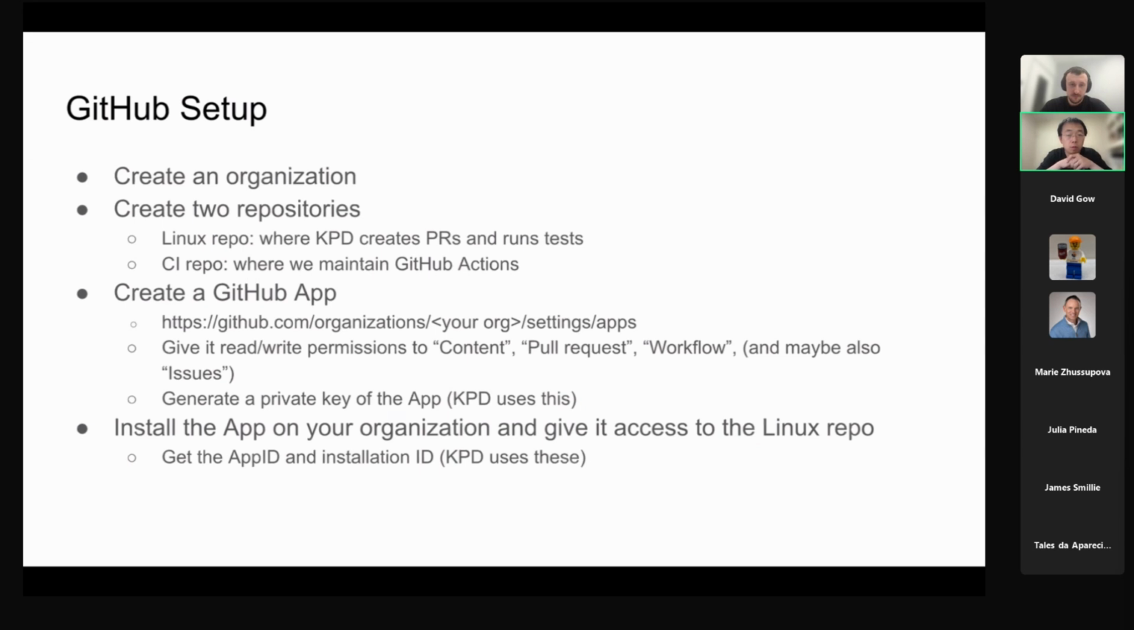And similar to the Patchwork side, we need a private key for KPD to use, because we are creating pull requests on behalf of this GitHub app. Then we need to install this app on your organization and give it access to the Linux repository. For this, you need the app ID, which is the ID of the GitHub app, and the installation ID, which is the installation of the app on your repository. Both of these are used by KPD later. And next page, please.